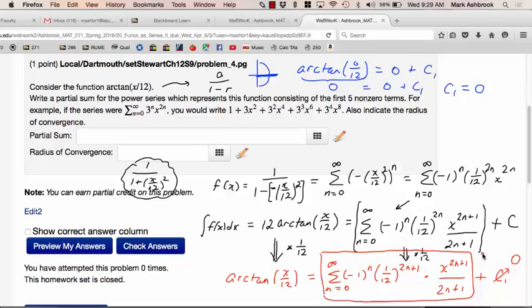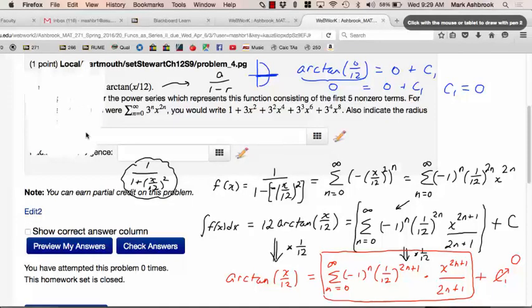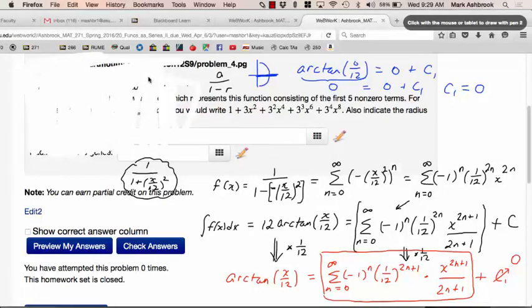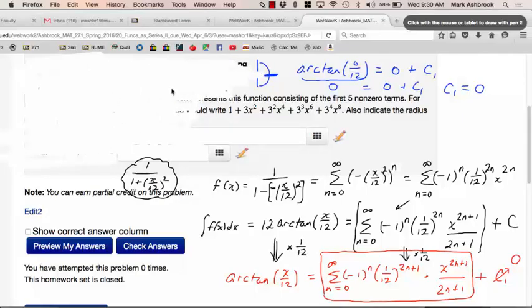Would you be able to run through the ratio test? Yep, we can do that. So the ratio test, get up here. Okay, so here we go.